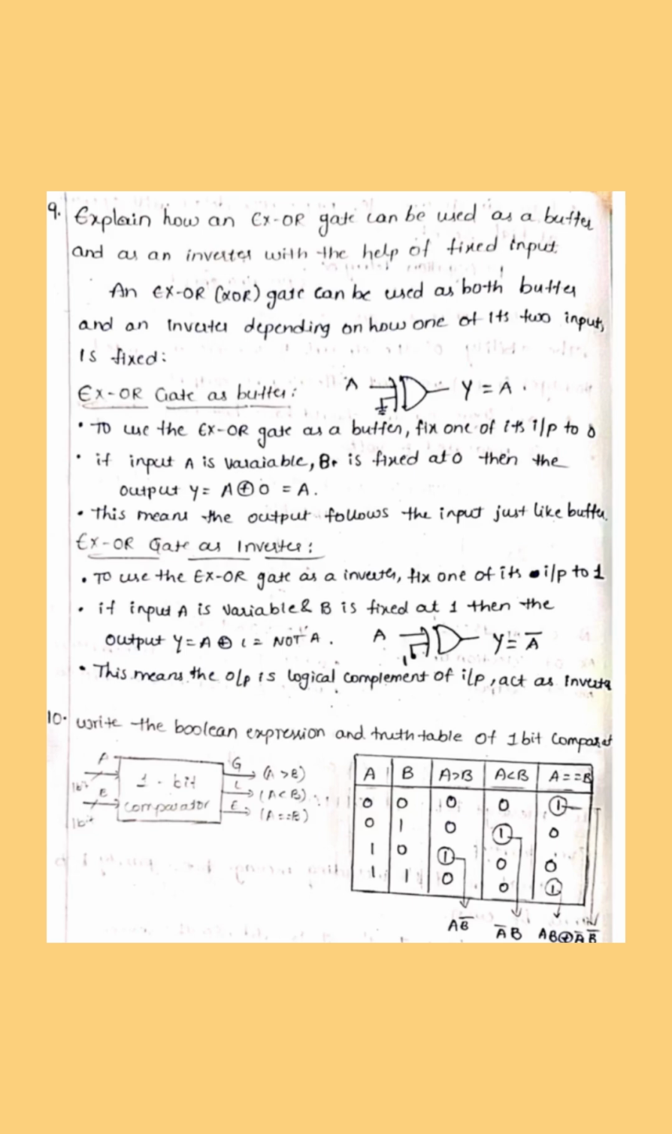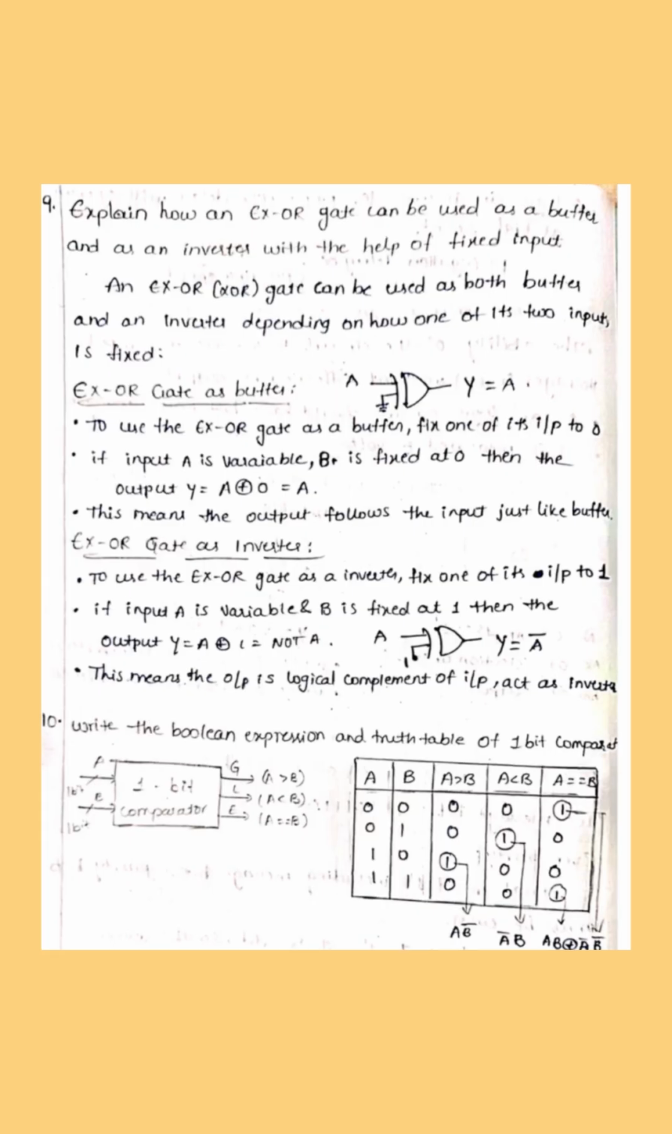To use the exclusive OR gate as a buffer, fix one of its inputs to 0, that means the B input is connected to ground. If input A is variable and B is fixed at 0, then the output Y equal to A exclusive OR with 0, which is equal to A. If A equal to 0, 0 exclusive OR with 0 is 0, and if A equal to 1, 1 exclusive OR with 0 is 1. This means the output follows the input just like a buffer.